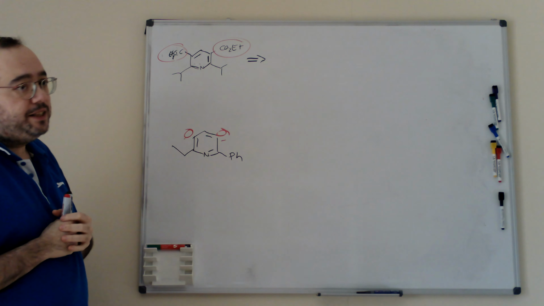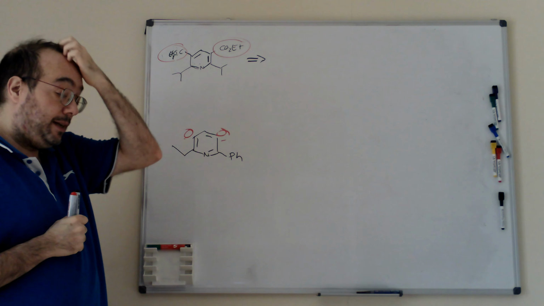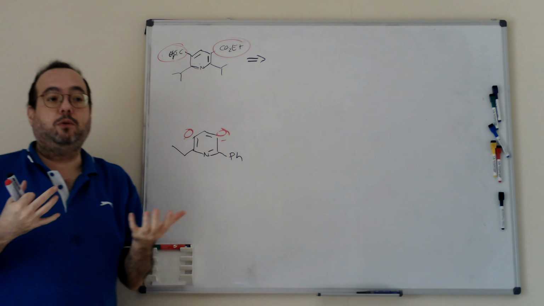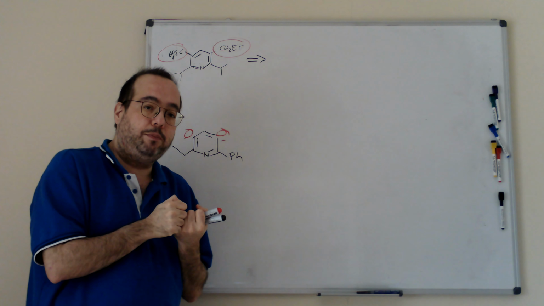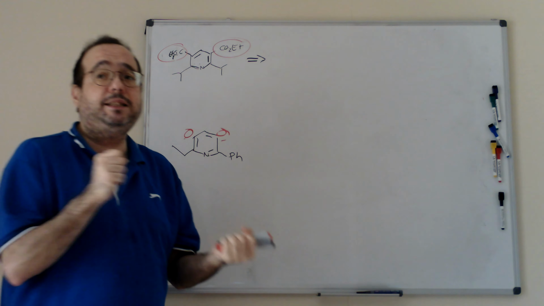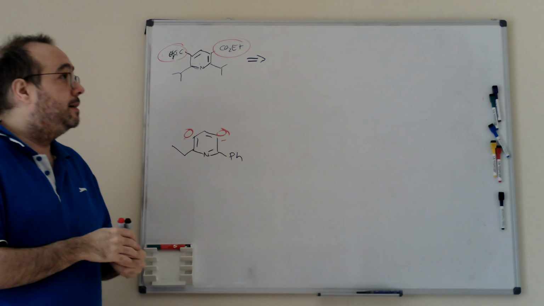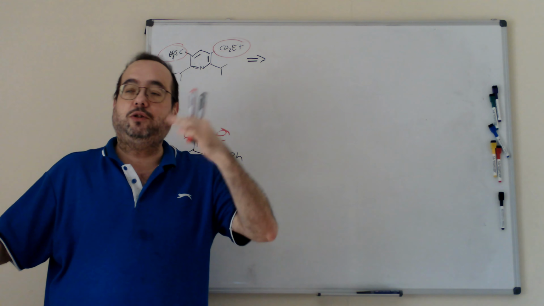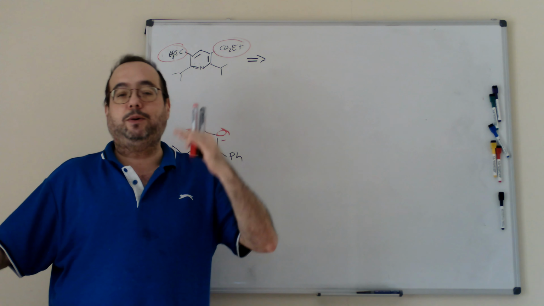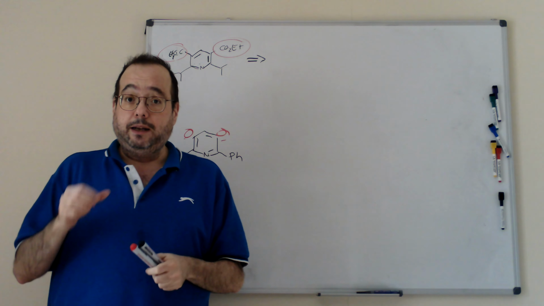We have these two pyridines, and basically if we think how we know to synthesize a pyridine, we have two options. One is the 1,5-dicarbonyl compound, the other is the Hantzsch ester synthesis. How can we differentiate a pyridine, how can we choose between one option or the other, the 1,5-dicarbonyl compound or the Hantzsch ester synthesis?